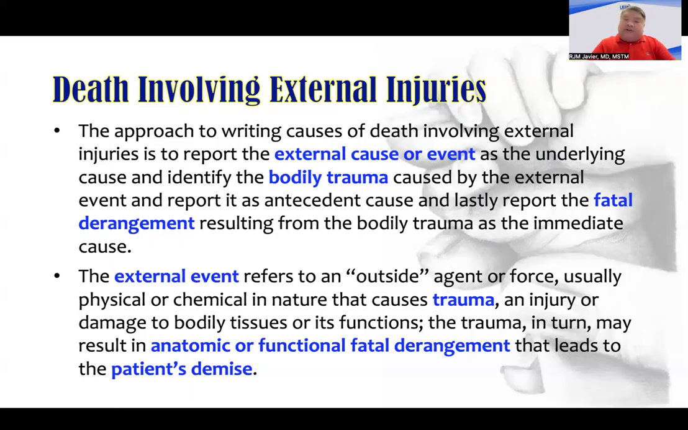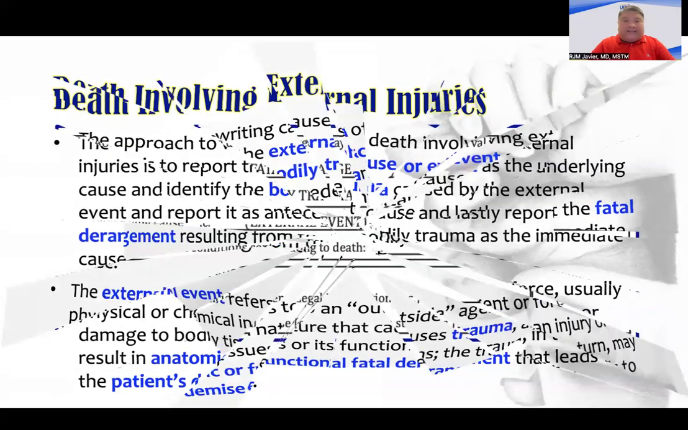The external event refers to an outside agent or force, usually physical or chemical in nature, that causes trauma, an injury, or damage to bodily tissues or their functions. The trauma in turn may result in anatomic or functional fatal derangement that often leads to the patient's demise.